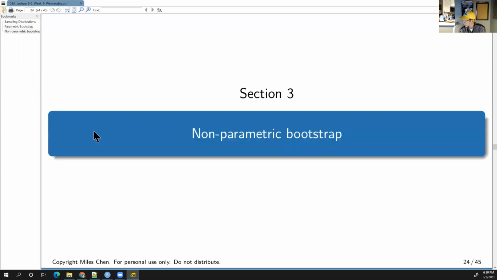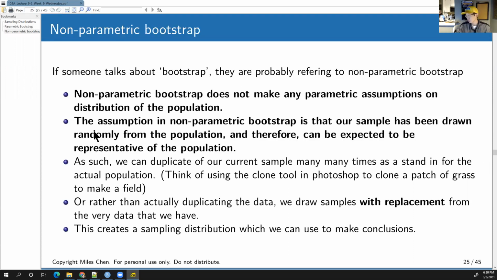All right, let's keep going and take a look at non-parametric bootstrap. When people use the term bootstrap, they're probably referring to non-parametric bootstrap. Non-parametric bootstrap is not going to make any parametric assumptions about the distribution of the population. In these previous examples, we said the population is normally distributed with this mean and standard deviation. And you don't always have to assume a normal distribution.